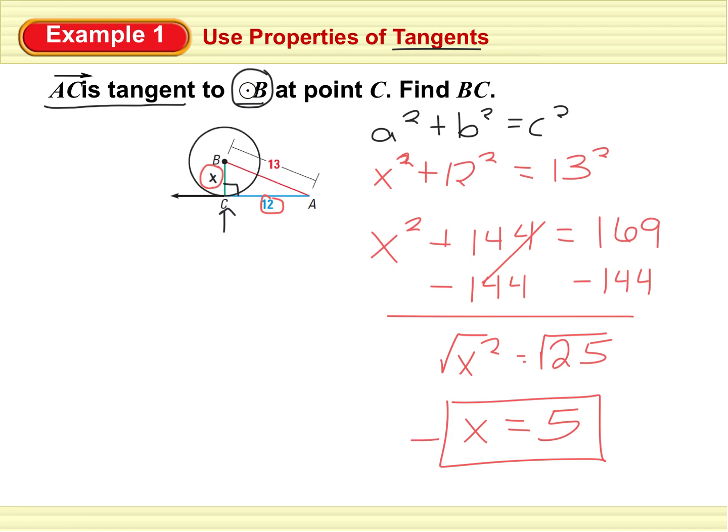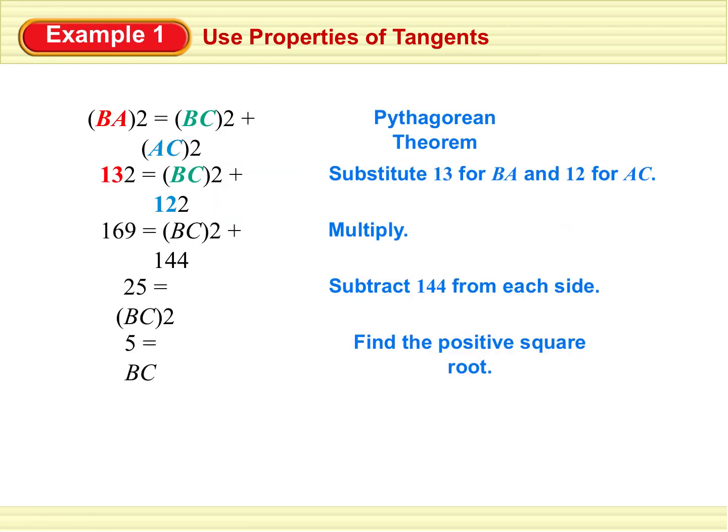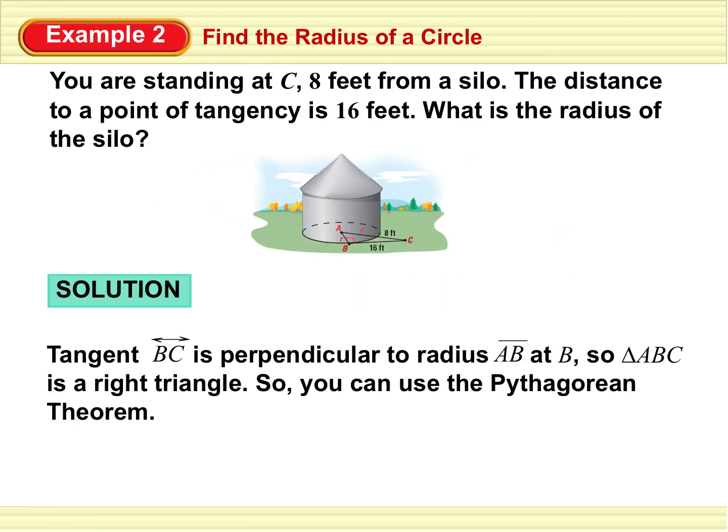Okay, so we just found our missing side. What is that missing side? What part of the circle is that? It is the short leg of the triangle, but think of the circle. It's the radius of the circle. It's half the diameter. So the diameter would be 10. Good. All right, let's look at another one.